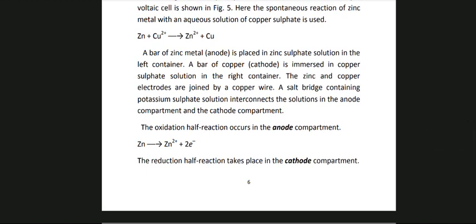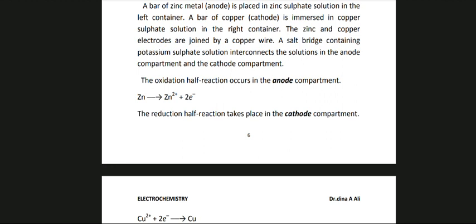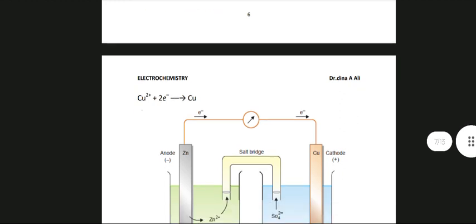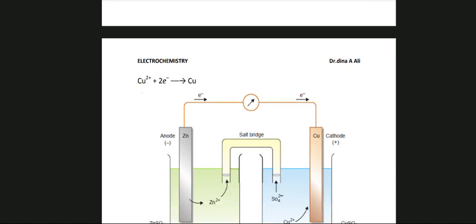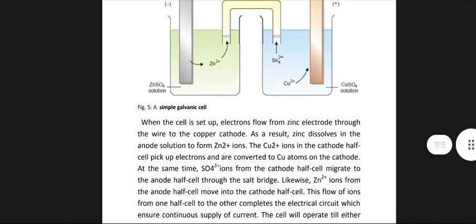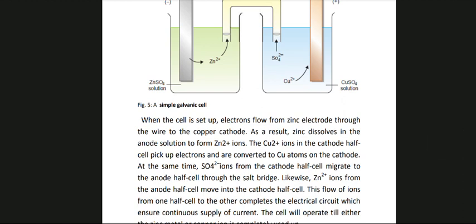The oxidation half reaction occurs in the anode compartment. Zn gives Zn2+ plus 2 electrons. The reduction half reaction takes place in the cathode compartment. Cu2+ plus 2 electrons gives Cu. When the cell is set up, electrons flow from the zinc electrode through the wire to the copper cathode. As a result, zinc dissolves in the anode solution to form Zn2+ ions.